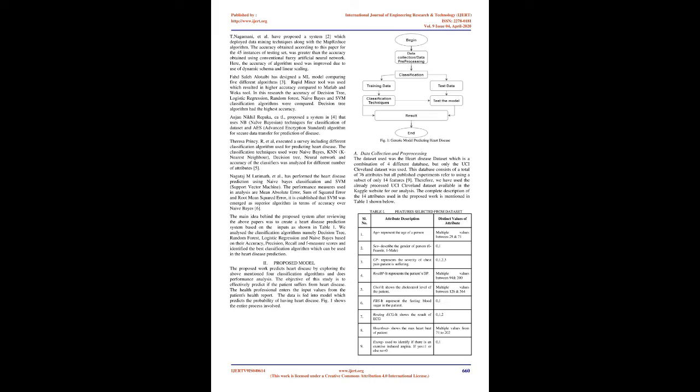The main idea behind the proposed system after reviewing the above papers was to create a heart disease prediction system based on the inputs as shown in Table 1. We analyzed the classification algorithms, namely decision tree, random forest, logistic regression, and naive Bayes, based on their accuracy, precision, recall and F-measure scores, and identified the best classification algorithm which can be used in the heart disease prediction. 2. Proposed model. The proposed work predicts heart disease by exploring the above-mentioned 4 classification algorithms and does performance analysis. The objective of this study is to effectively predict if the patient suffers from heart disease.